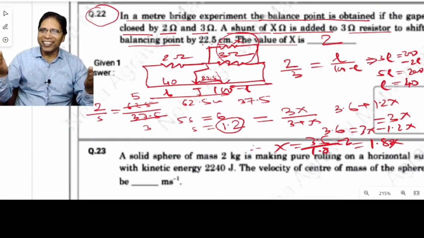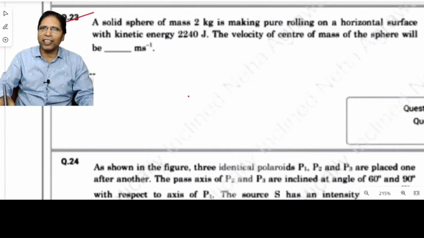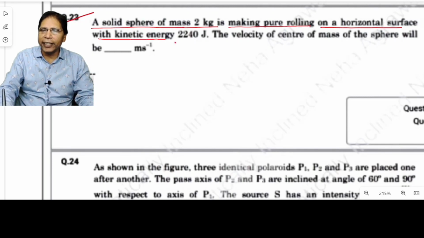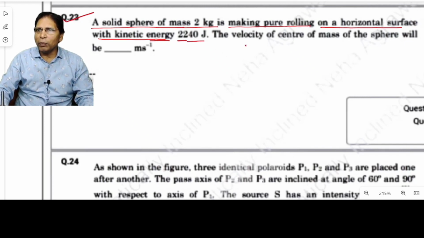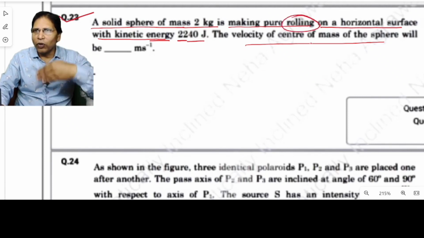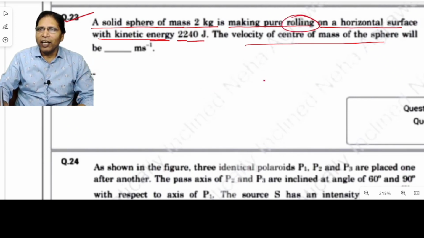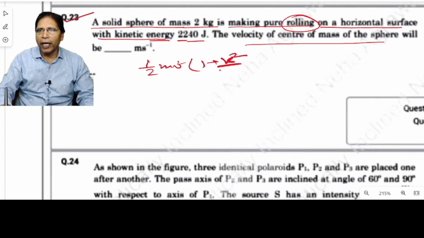Okay, understood? Next. Now question number 23. A solid sphere of mass 2 kg is making pure rolling on a horizontal surface with kinetic energy 2240 joule. The velocity of the center of mass of the sphere will be? Now this is rolling motion. For rolling motion, the total kinetic energy is half mv square into 1 plus k square by r square. Now this equals 2240 joule.